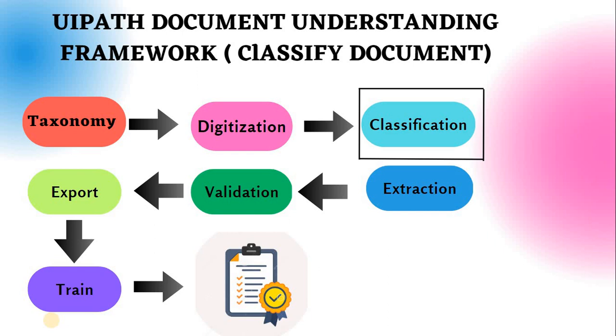UiPath Document Understanding Framework. Classify document. In the Document Understanding Framework we have different phases like taxonomy, digitization, classification, extraction, validation, export and train. We already covered taxonomy and digitization. Now in this video we will see what we mean by classification.